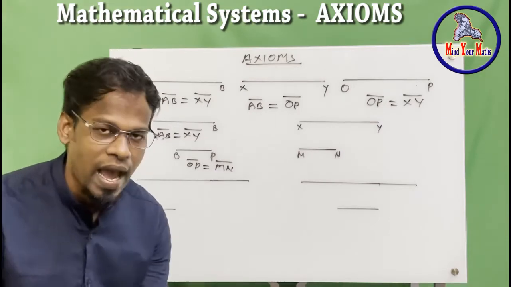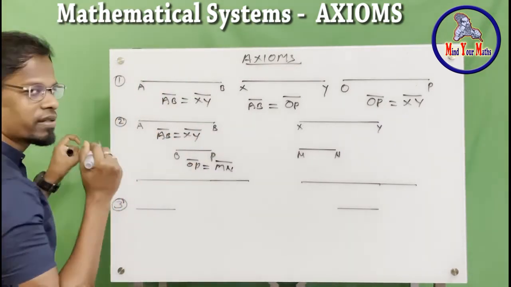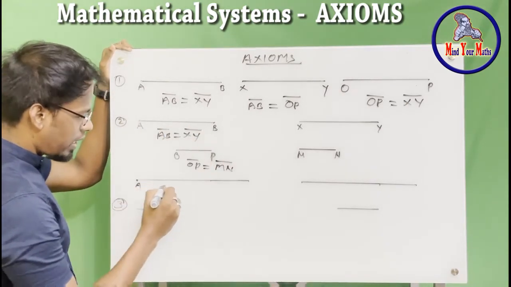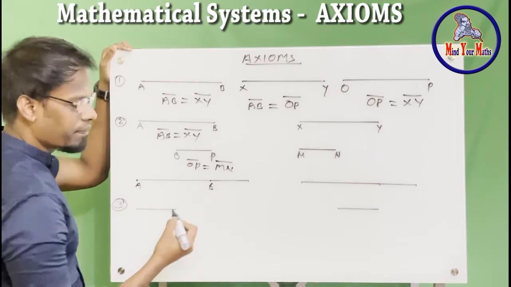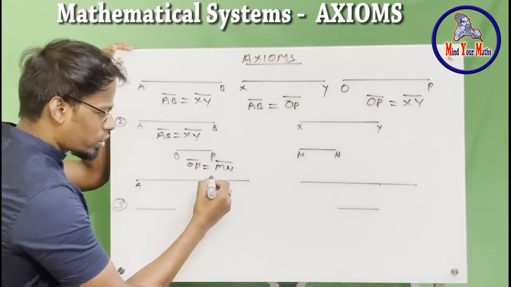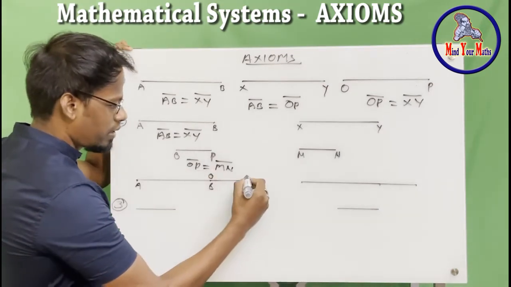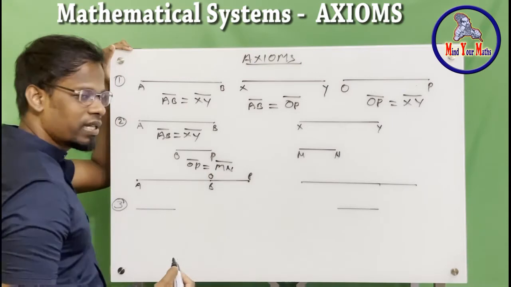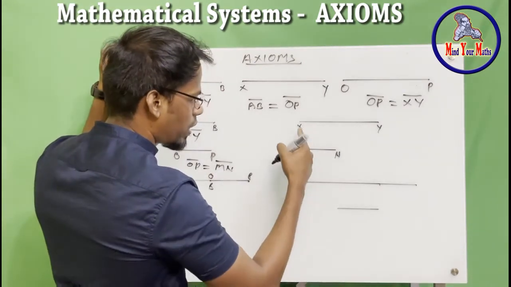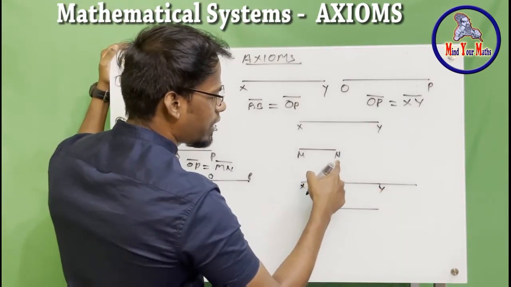Now we are going to add them together. Let's see how it translates. In AB, A goes till here, it's B. Then if you add the OP here, the O starts immediately, because we are adding them together, and then it is till P. Now on this side, this point is X, and then it goes up to Y, and then we are adding the MN here.